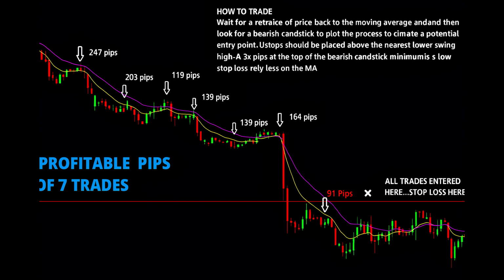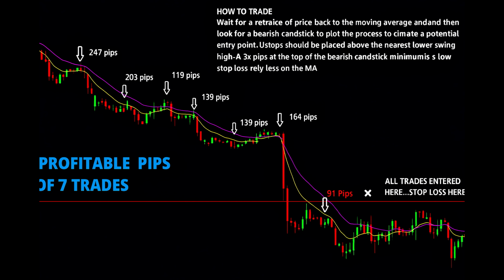Now let's talk about the rules shown in the text box on the chart. The first step is to wait for the moving averages to cross. Once that happens, you only look for trades in the direction of the crossover. In this example, since the 10 EMA crossed below the 20 EMA, we only take short trades.